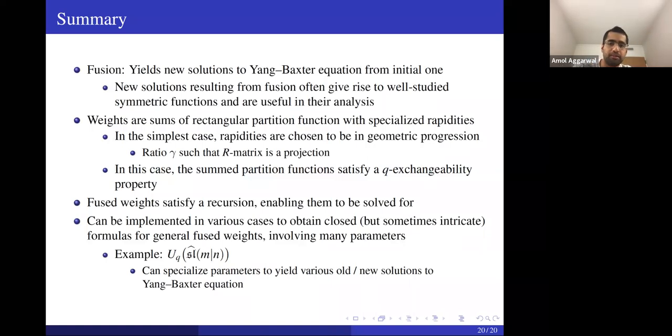And this can be implemented, and you can get closed, but sometimes somewhat complicated, formulas for these general fused weights that involve a lot of parameters. So I just showed you the example of U_q(sl_{M|N} hat), and you can specialize these parameters to get all the new solutions to the Yang-Baxter equation.